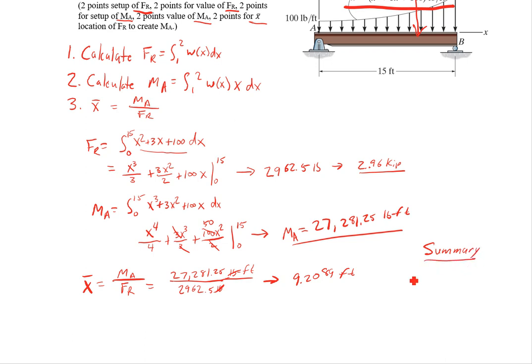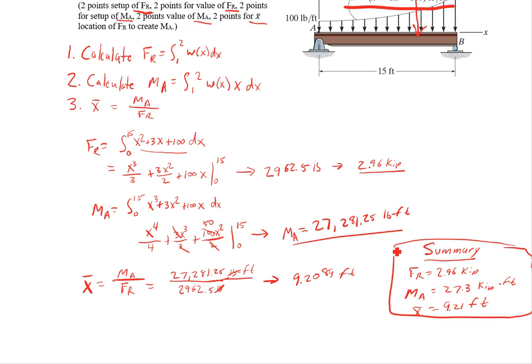So in summary, FR is 2.96 kip, that's our three significant figures. MA is 27.3 kip feet, and x bar is 9.21 feet.